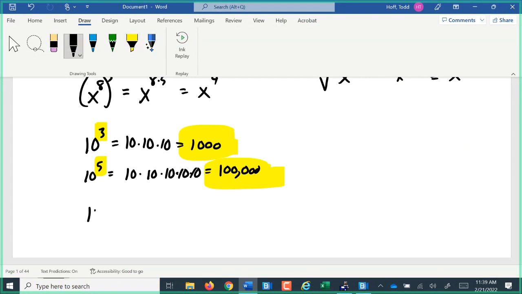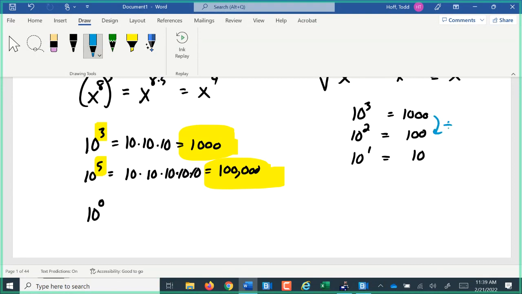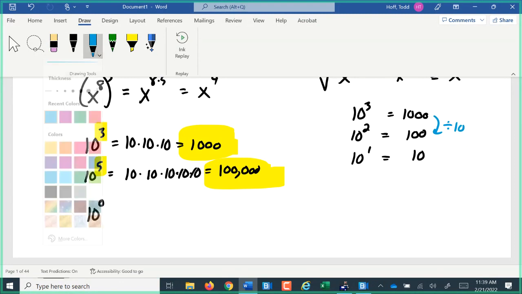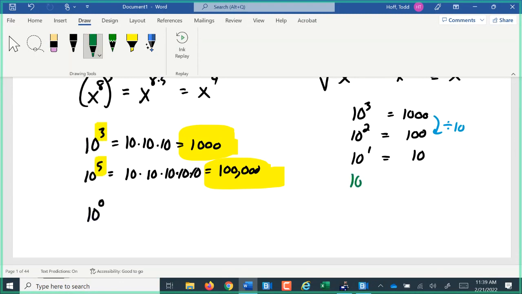Let's also look at the power of 0. What does that mean? We looked at that pattern. 10 to the 3rd was 1,000. 10 to the 2nd power is 100. 10 to the 1st power is just 10. And what we saw for our pattern is that each time we reduce the power by 1, the result is divided by 10. Which meant 10 to the power of 0, 10 divided by 10, is 1. And we discussed how anything to the power of 0 has to be 1.